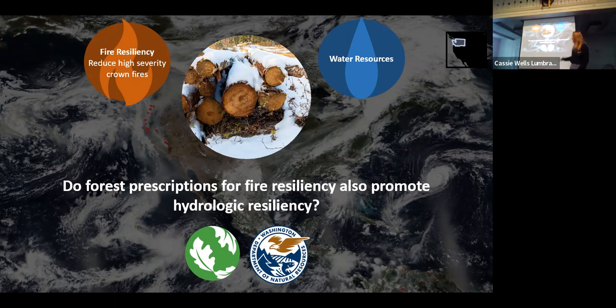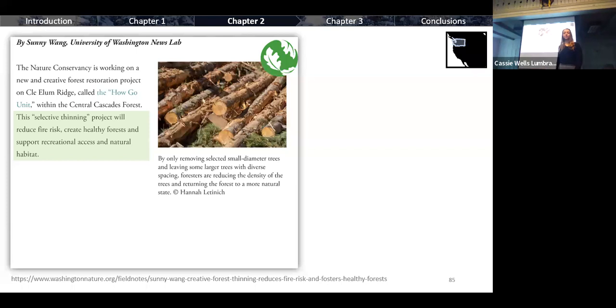So this is a TNC in Washington DNR. This is in collaboration with them and funded through them. So I want to make sure I highlight that. So this field site, we are working with the Nature Conservancy, and they're very motivated to do selective thinning projects for these reasons, to reduce wildfire risk and create healthier forests.